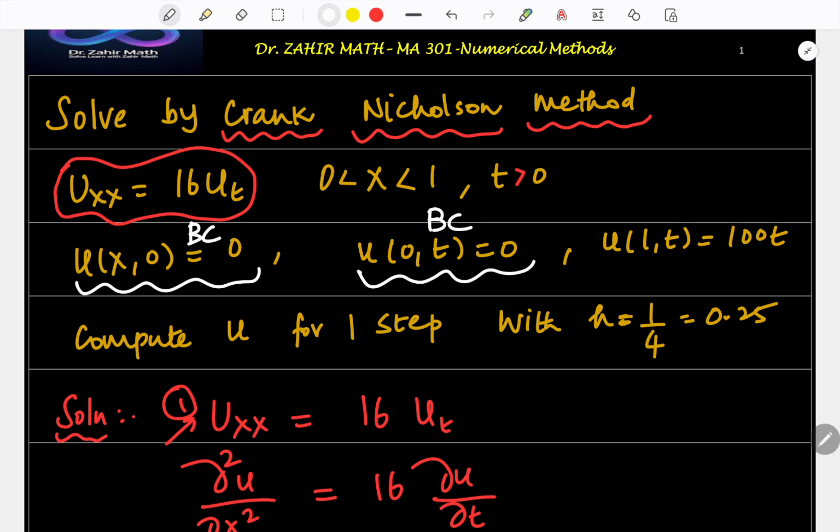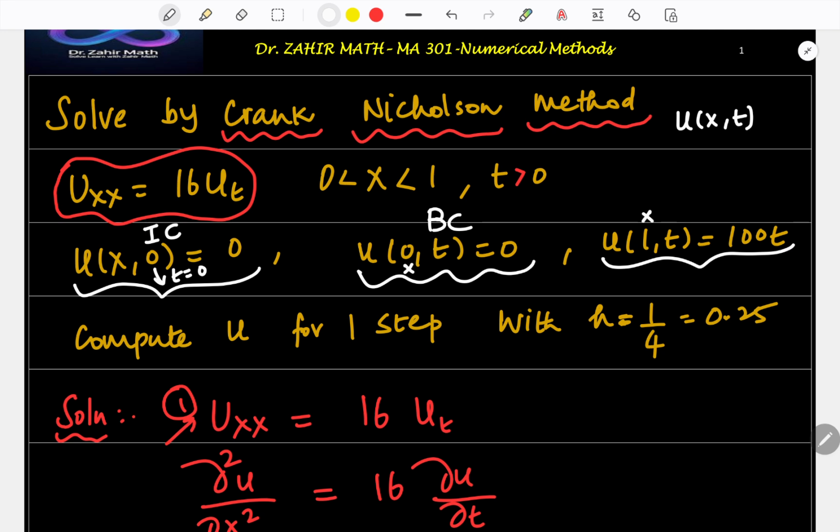Why is this called a boundary condition? Sorry, this is not a boundary. Here x is a variable and t is equal to 0. This is the initial condition, right? So the boundary condition, this one, u of 0 comma t, that is x is equal to 0. This is a boundary, and this is x is equal to 1. This is a boundary condition, and this is your initial condition. Why is this an initial condition? Because t is equal to 0. It is a temperature function. The solution will be in terms of u of x comma t, right? So in this way, u of x comma t, we are going to calculate.